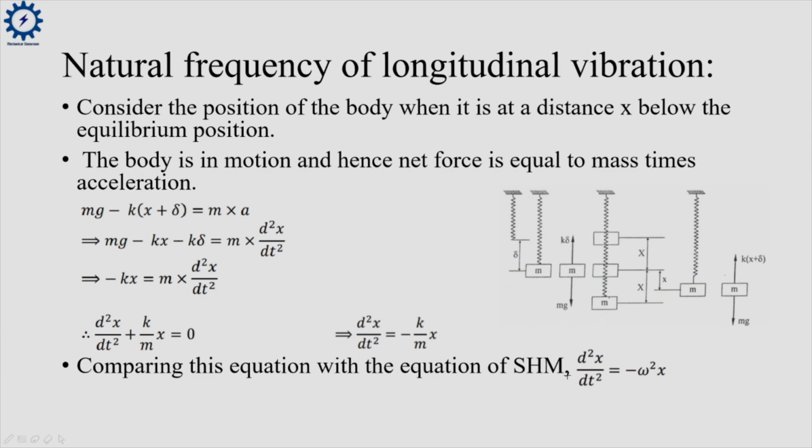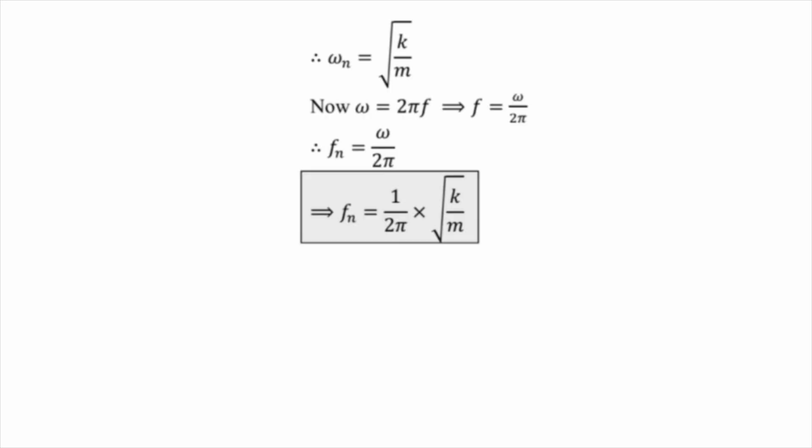Anyway, this is the equation of simple harmonic motion: d square h by dt square equal to minus omega square h. We are comparing these two relations. Here we can see that omega square is equal to k by m. So omega square equal to k by m, omega equal to root k by m. Since the system vibrates freely, this frequency is called a natural frequency. Omega n, we can write omega n equal to root k by m.